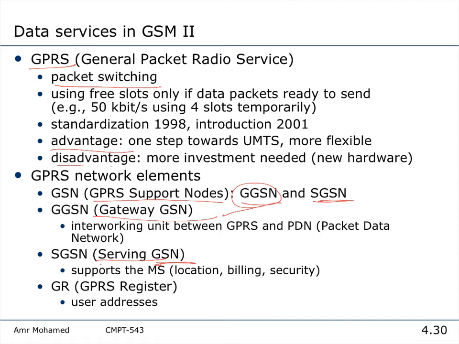And of course, because now the mobile station has another addressing which is different from all the identifiers that we talked about, IMSI and TMSI and all of this, now the mobile station needs to have an IP address. So we need another register which is called the GPRS register. The GPRS register will store the addresses of the mobile stations, which is used for packet level services or packet switched communication.